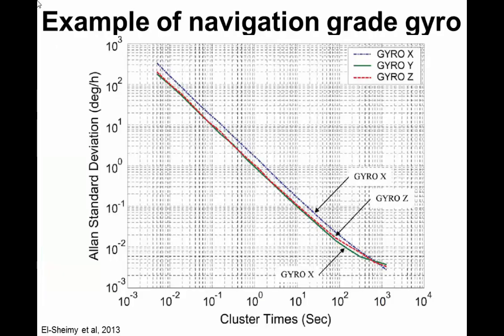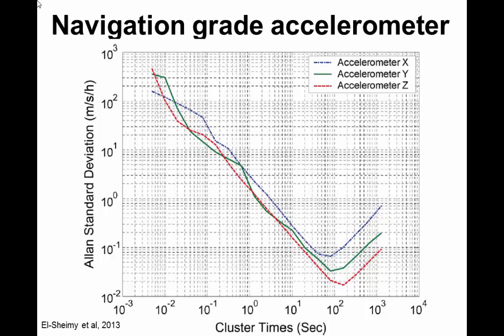So examples of these performance specifications for navigation grade gyros, these are macroscopic gyros. This is a particular macroscopic gyro from Honeywell. And you can see here that you've got a bias stability that's well below 10 to the minus 2 degrees per hour for these gyros to meet that navigation specification.